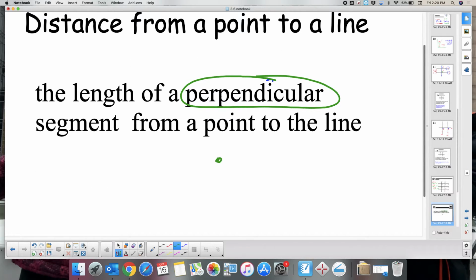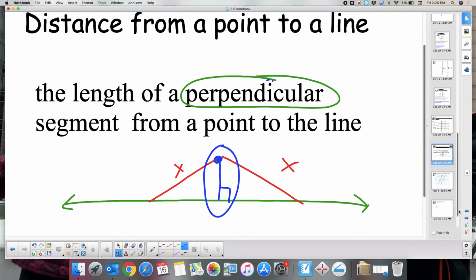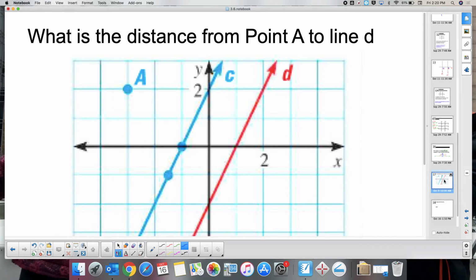So if I have a point, and then here's my line, I'm not going to go at an angle and measure the distance here. We don't do that. We measure the distance from the point, and we want to be perpendicular to that line. This is the distance from the point to the line. Which brings us to our last example here, example 3. It says, what is the distance from point A to line D?